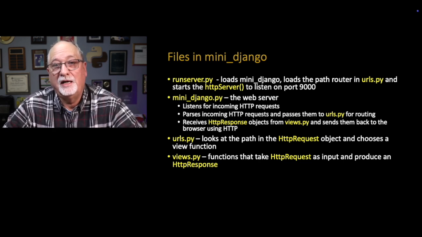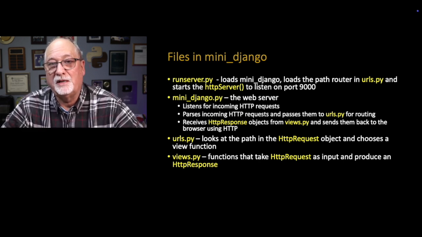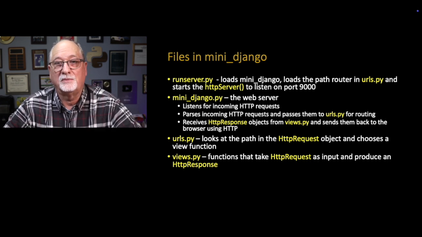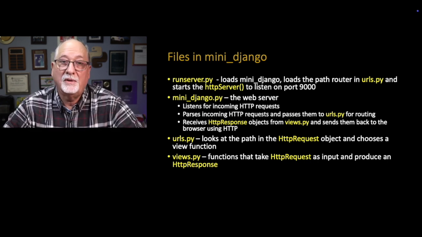Then when it's got it right, it passes the request to urls.py for routing between the views. Then the view produces the HTTP response object, and then urls.py sends that back to the HTTP server, and then it sends it back to the browser using the HTTP protocol correctly.